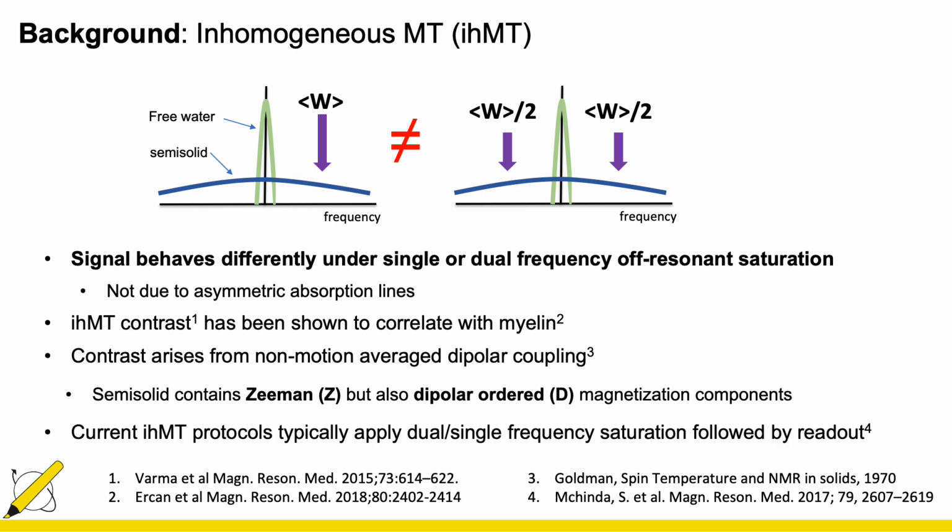Now, current ihMT protocols try to bring out this difference by applying either dual frequency saturation or single frequency saturation, as shown in the diagram above, followed by an imaging readout to then compare the two conditions.